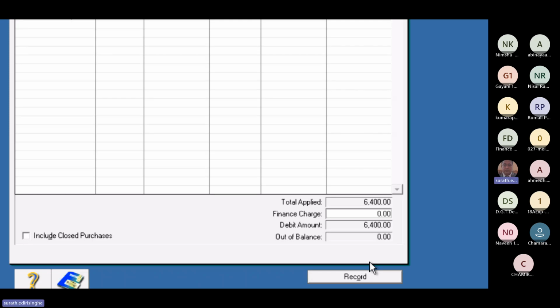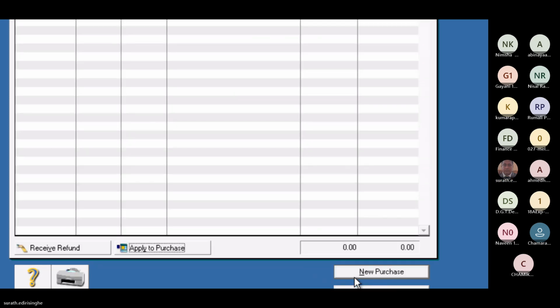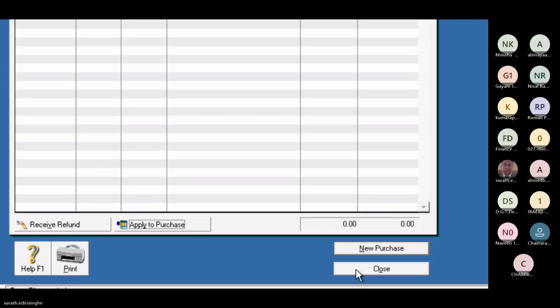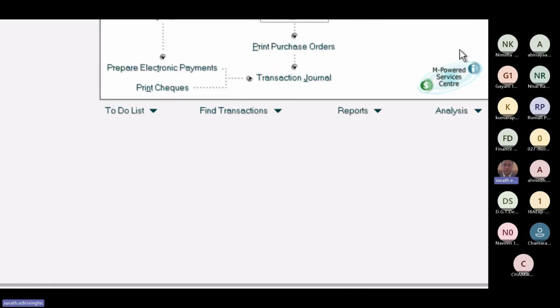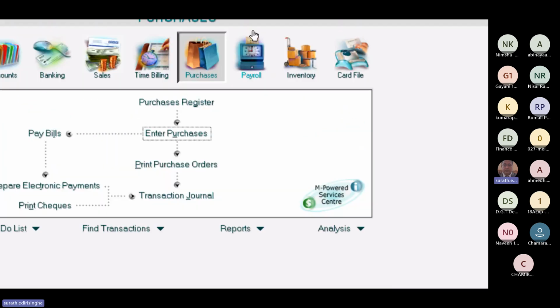Any question? Then click on the record option. Complete the full transaction. Right. Any question? Return the purchases.